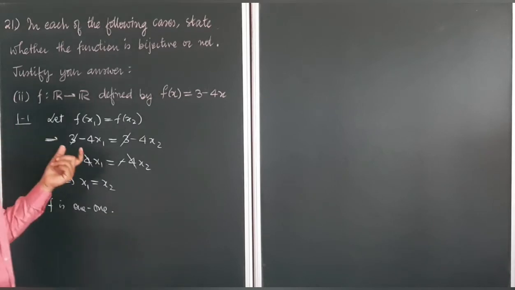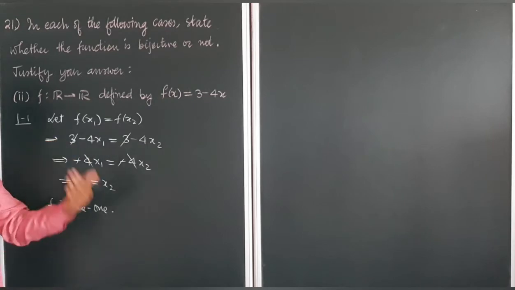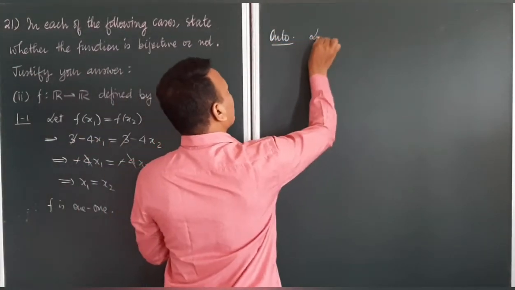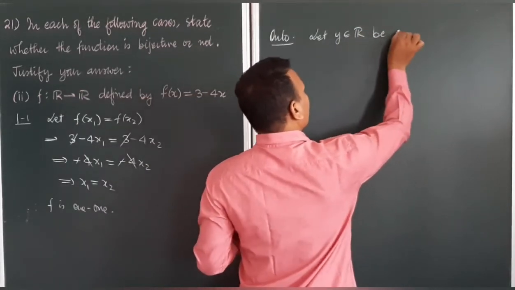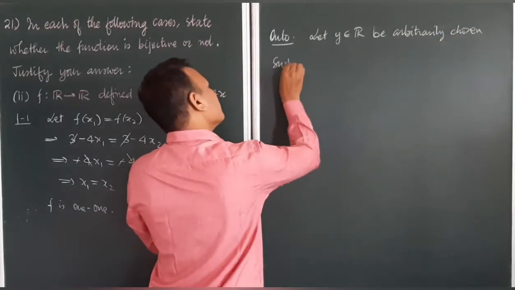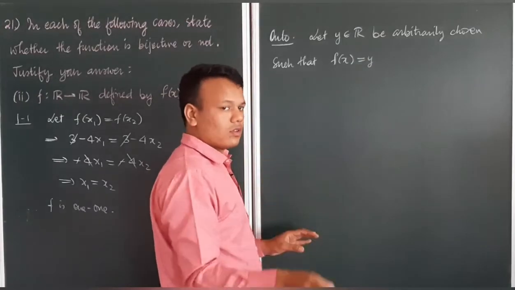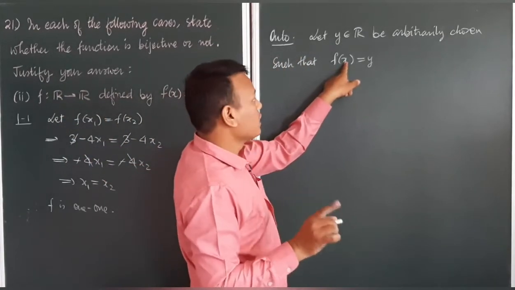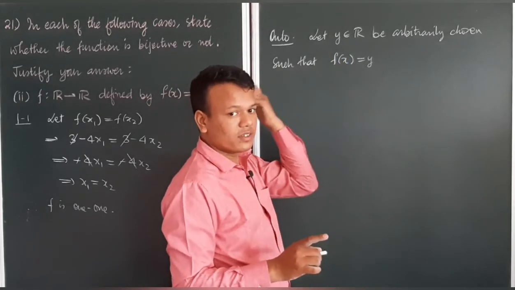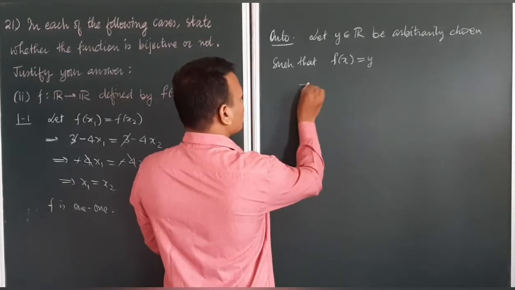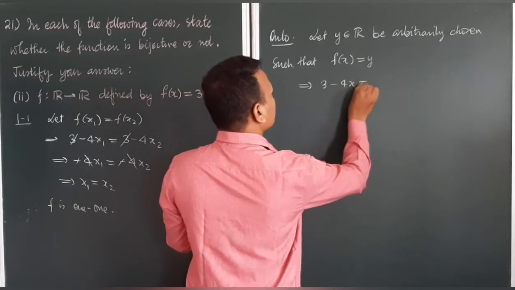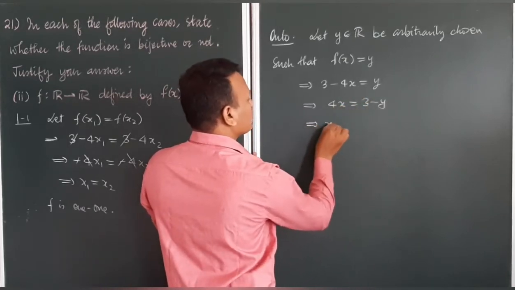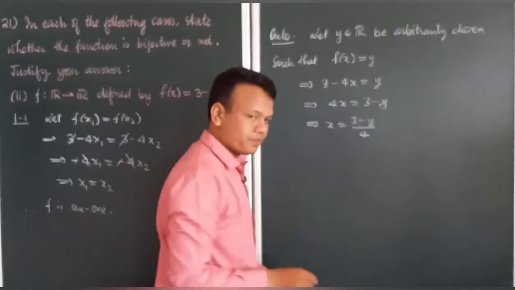Now let's try to prove ontoness here. To prove onto, we need to choose a random element from the second set, that is y, isn't it? Now we need to show that this x comes from the first set. If this x comes from the first set, then the function is onto. If this x does not come from the first set, then the function is not onto. So what is f(x)? f(x) is 3 minus 4x equals y. From here let's calculate x. We have 4x equals 3 minus y, and x turns out to be (3 minus y) divided by 4, isn't it?